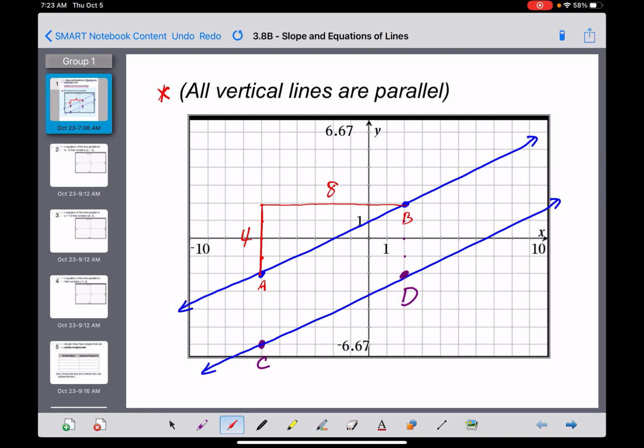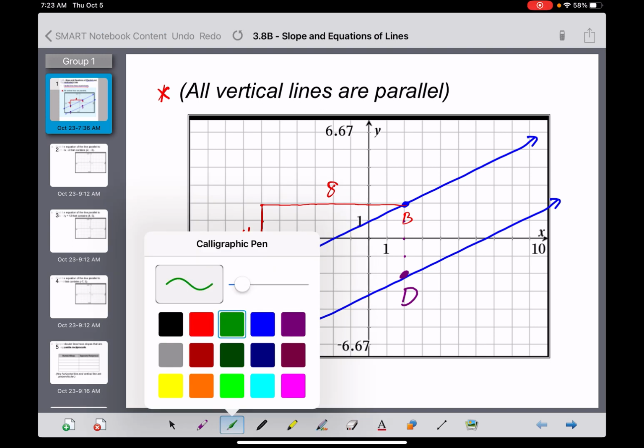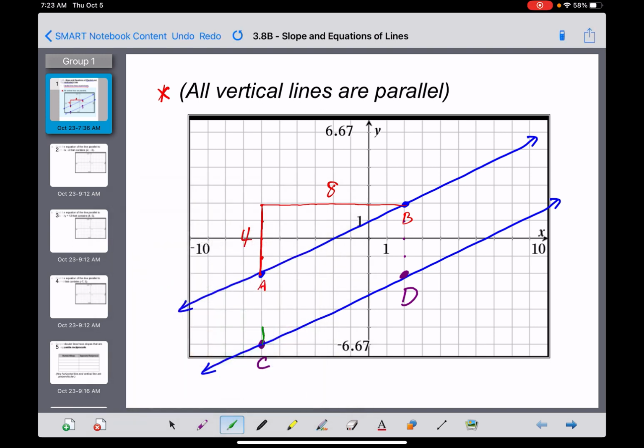So to get from C to D, let me switch colors here, maybe to green, I would have to go up 1, 2, 3, 4 units there. So again, my rise is 4, and my run to get to D, 1, 2, 3, 4, 5, 6, 7, 8, is going to be 8 also. So what do we see here, guys? The slope of line CD, rise over run, is 4 over 8, which of course simplifies to 1/2.